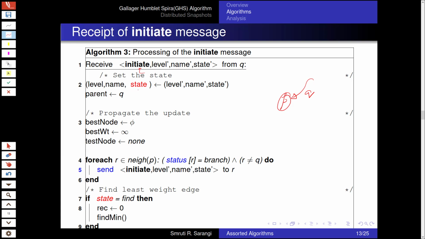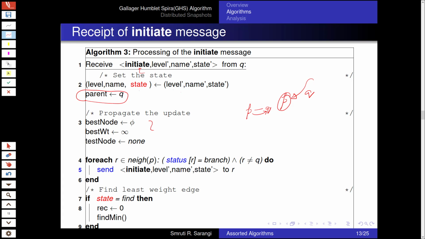We set our level, name, and state to level-dash, name-dash, and state-dash. So my level is now level-dash, my name is name-dash, and state is state-dash. Furthermore, given that this is the combining edge, I set my parent equal to Q. So if this is PQ, I set my parent equal to Q. Then I propagate the update.